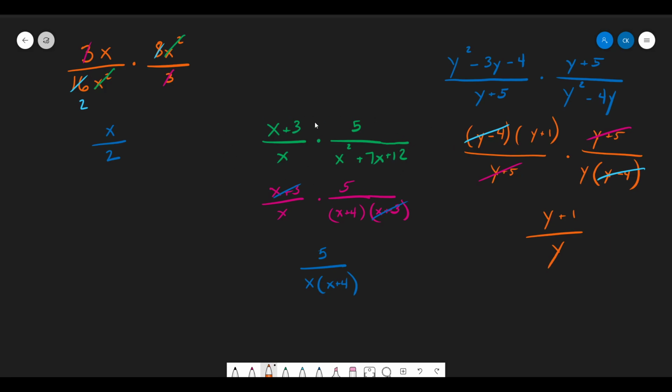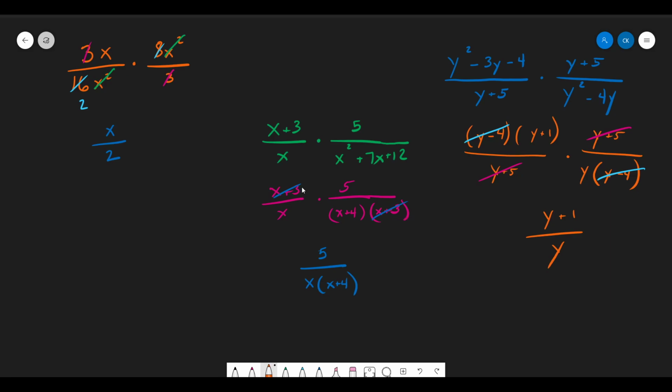In the second one here, we notice this is a binomial, but it can't be factored at all, so we leave it as x plus 3. The bottom is just x. The top is 5 because those are monomials. But the bottom trinomial here can be factored to be x plus 4 and x plus 3. 4 times 3 is 12. 4 plus 3 is 7.